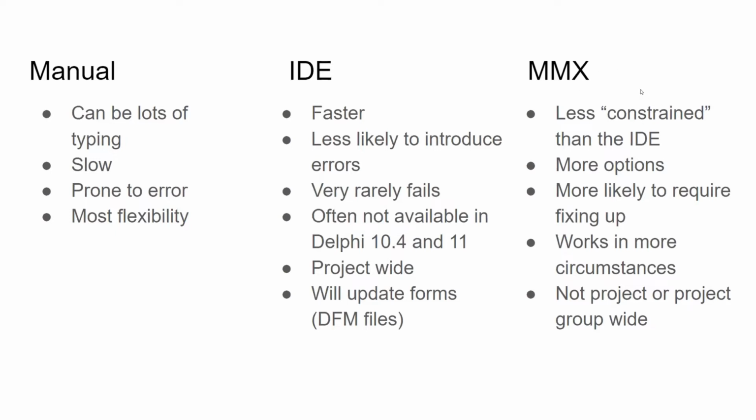With Model Maker Code Explorer, there seem to be fewer constraints on the code you can refactor. It has a lot more options, but it's more likely to require fixing the code up after it's been performed. And it's not project-wide. I think most of the tools only work within the current unit.